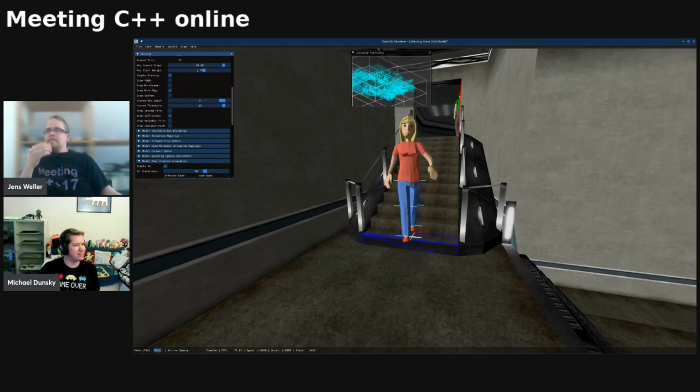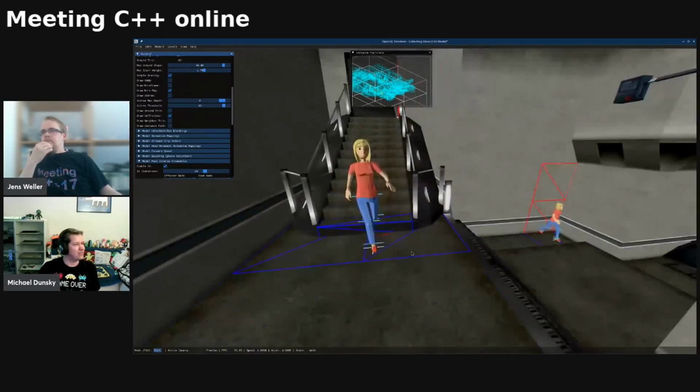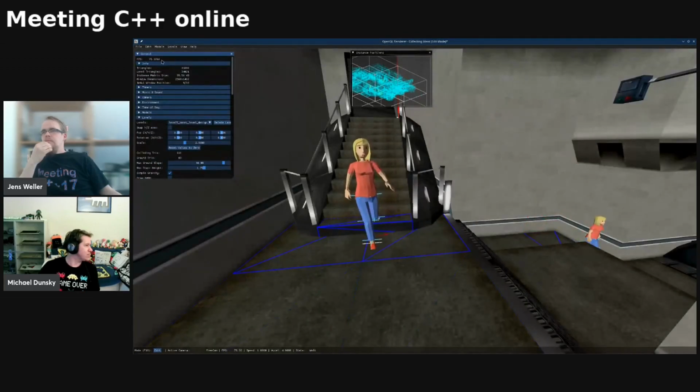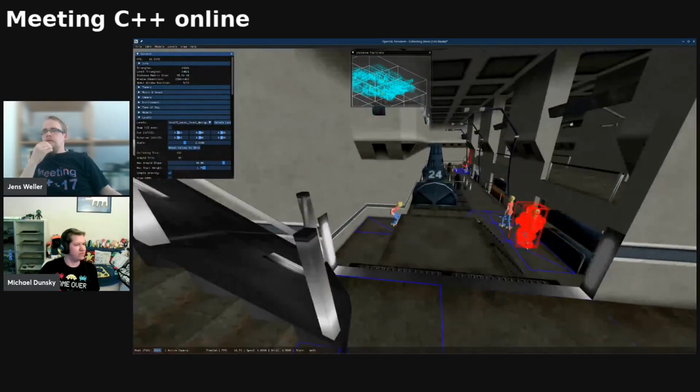Gravity on again. This is, yeah, I'm now back to 70-something FPS.